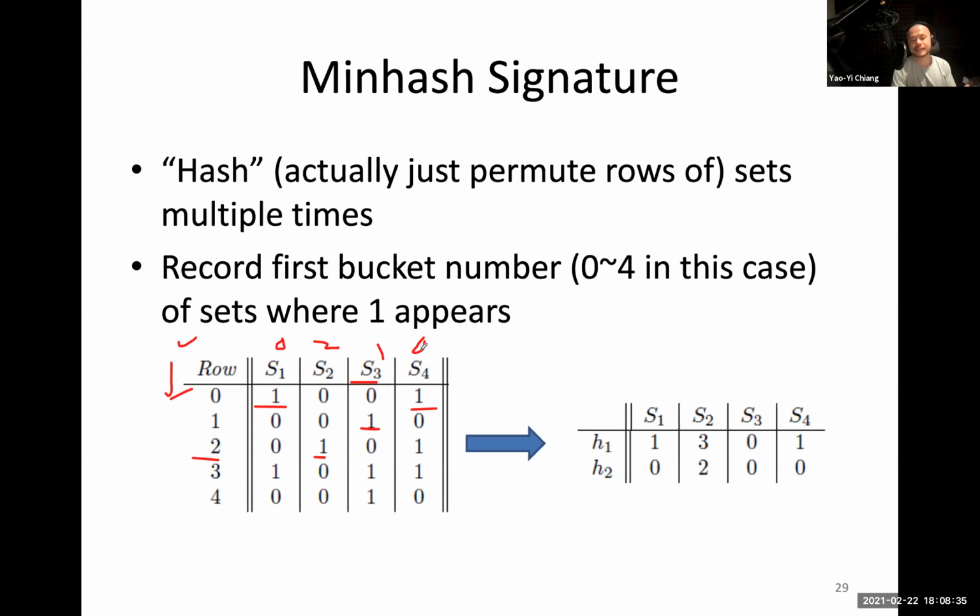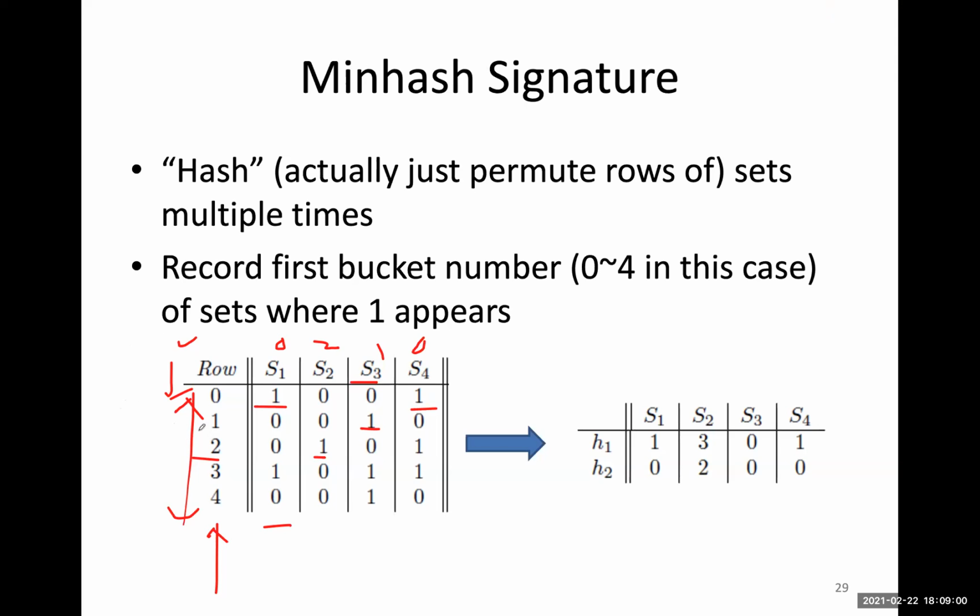And you can easily see that the signature of a document depends on the permutation of the rows, right? If I change the order of all these rows, would S1 have a different signature? If I randomly permute the row IDs and I still scan from the top? Probably. Maybe, right? We don't really know, because we say randomly.